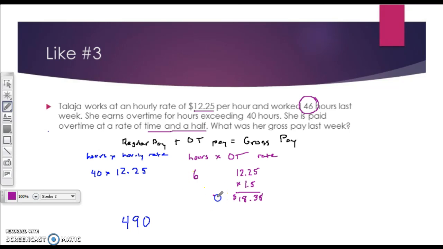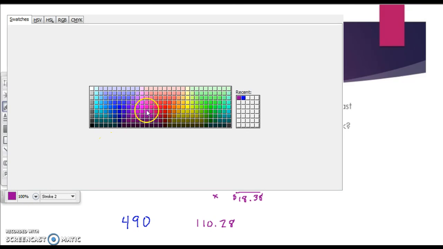So now, I'm going to multiply the number of hours overtime, which is 6, times the overtime rate. And I get 6 times 18.38 is $110.28.